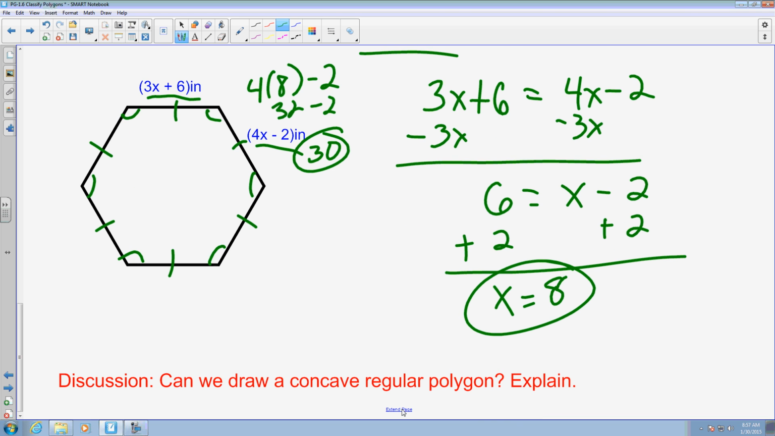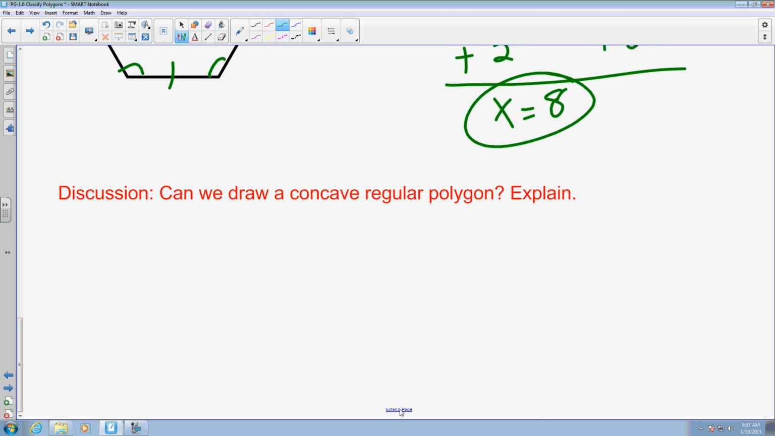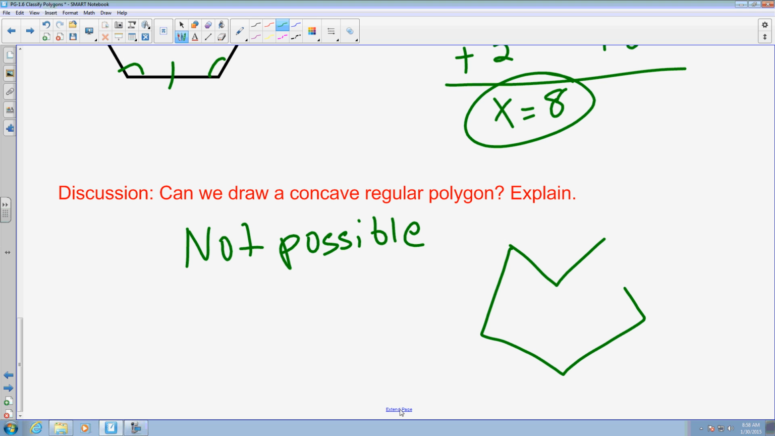Last thing we talked about in class is whether there is a possibility that we could draw a concave regular polygon. From discussions in class, it's not possible. The reason for that is because of the definition of regular. It means that all of the sides and angles are the same. I can make all the sides the same, that can be true, but this angle right here would be different than, say, this one. So we could have an equilateral concave polygon, but we certainly could not have a regular polygon that's concave.